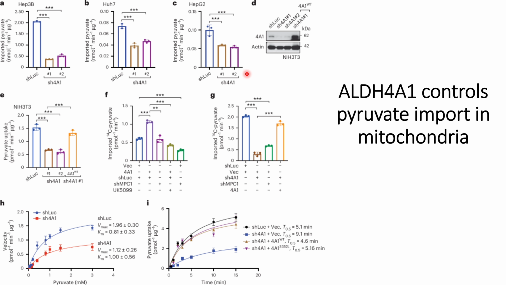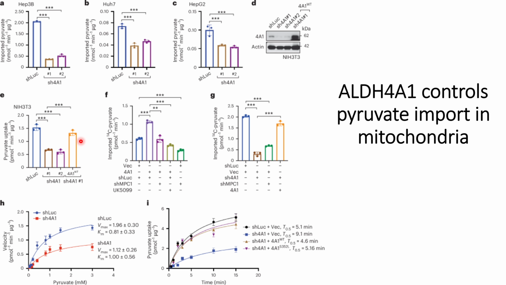They also checked it in NIH3T3 cells, and here the Western blot shows that ALDH4A1 is knocked down and then reintroduced using wild type ALDH4A1. They can see that when ALDH4A1 is knocked down there is a decrease in pyruvate uptake in the mitochondria, and when they reintroduced wild type ALDH4A1 they again see a regaining of the function of pyruvate intake.